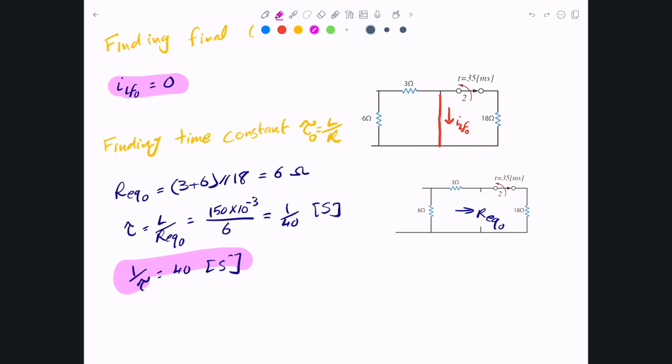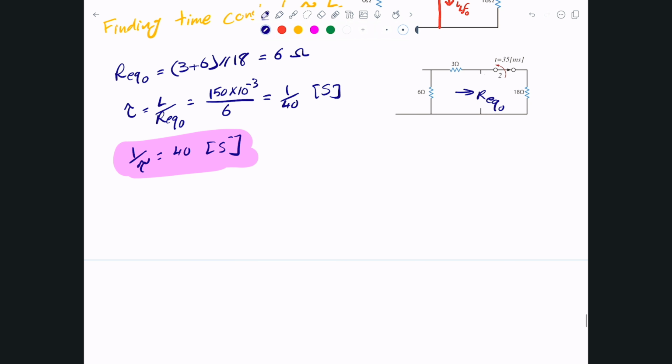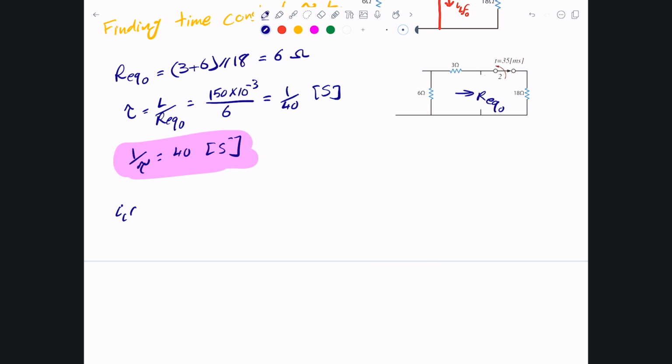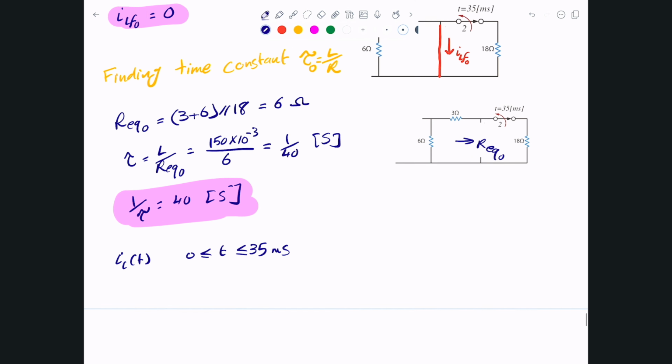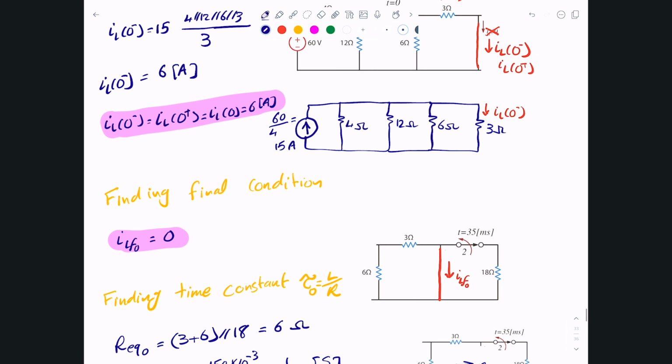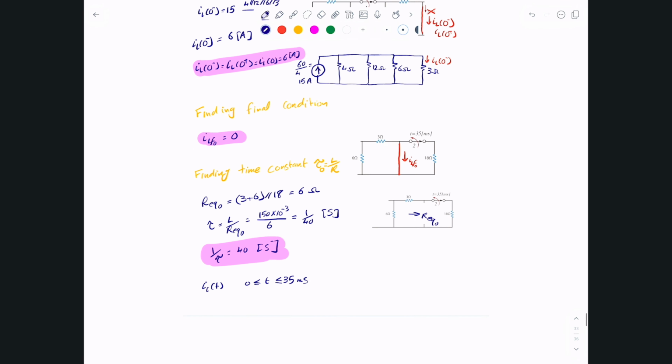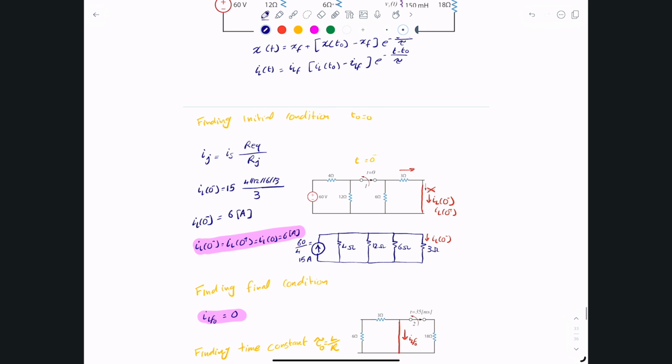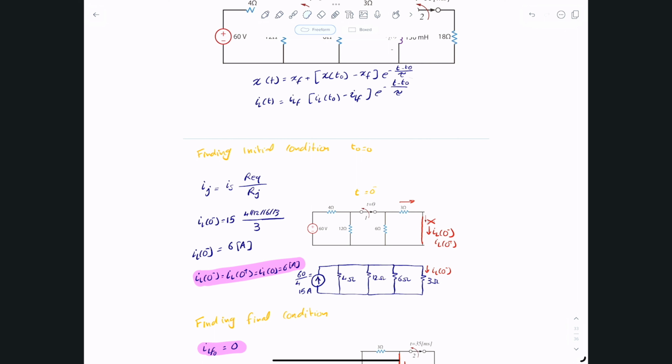All right. So I believe we have everything we need in order for us to figure out the IL of t, if t is right after 0 and right before switching at 35 milliseconds. And that becomes the following. So what we need to do is take all of these equations and basically substitute them. So I'll just copy this here just so that you can see it.